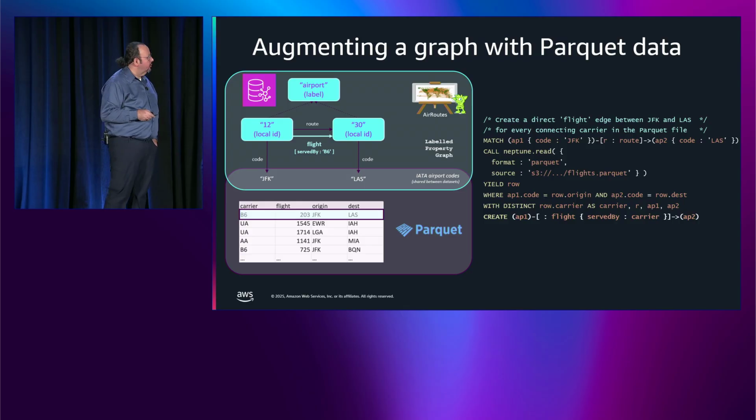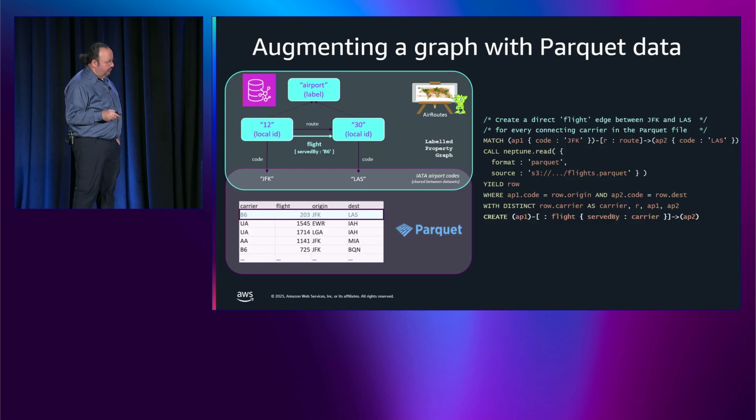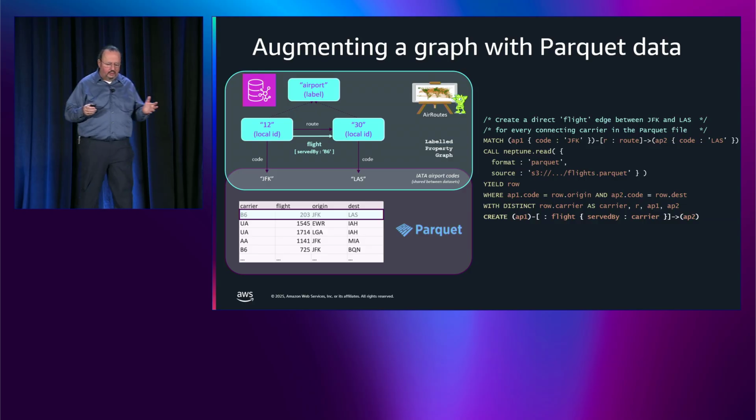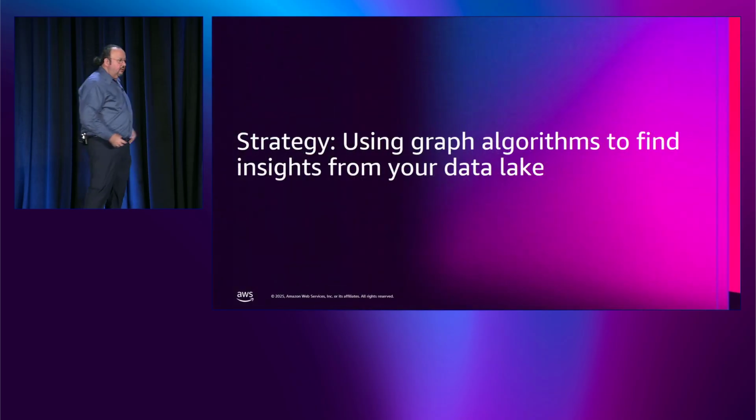So what we can do, we will have a very similar Cypher query. We'll again specify the first node and the second node as JFK and Las Vegas. We will have the same filtering. This time we just want the distinct carrier information, because the same carrier may have multiple flights. We just want one of them. We ask with DISTINCT, and we can actually create a new edge with this information and augment our existing data. All right? So that was strategy one.